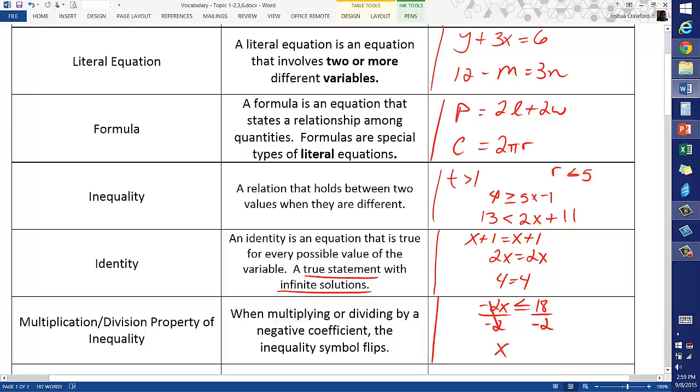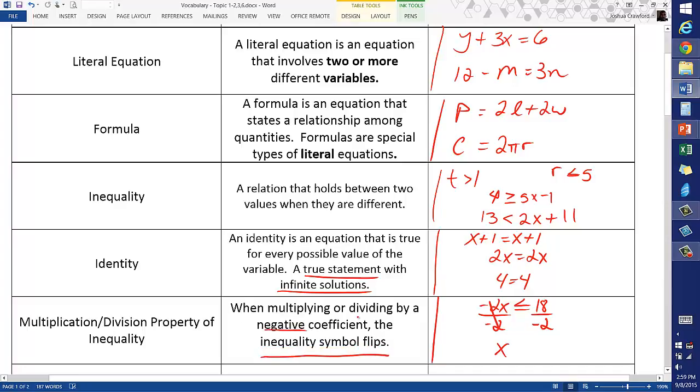But we know we divided by a negative. So if you look at your definition of your vocab, the inequality symbol flips when you divide by a negative. So instead of less than or equal to, it'll flip to greater than or equal to. And 18 divided by negative 2 is negative 9.